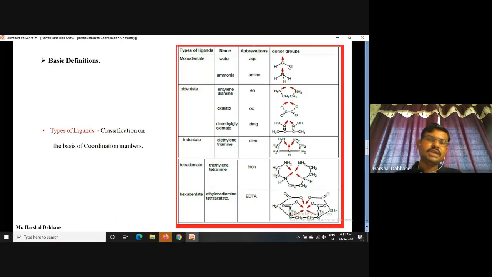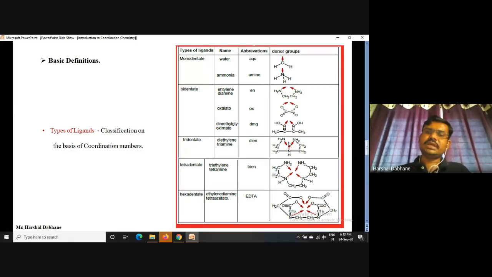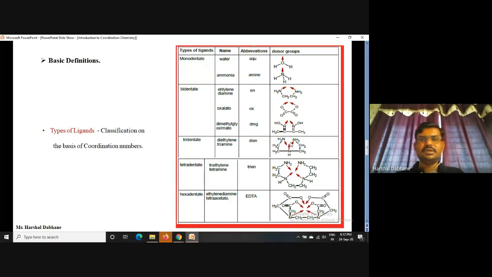Next we have a tridentate ligand, diethylenetriamine. It has three nitrogens, one, two, three, so it can donate three electron pairs. That's why it is a tridentate ligand. Then we have a tetradentate ligand like triethylenetetramine. It has four nitrogen atoms, so it has the capacity to donate four electron pairs. That's why it is called a tetradentate ligand.